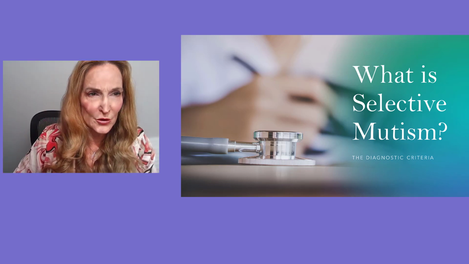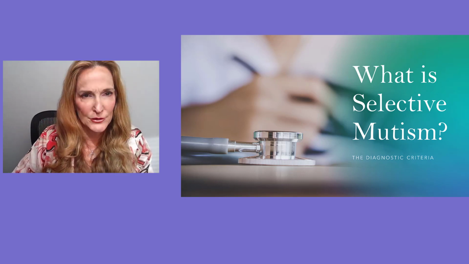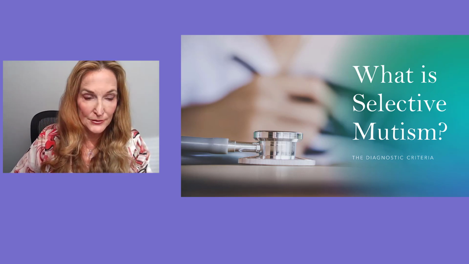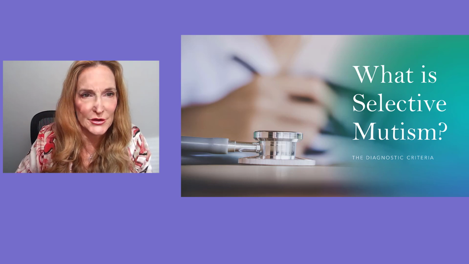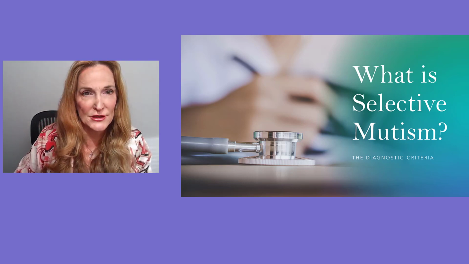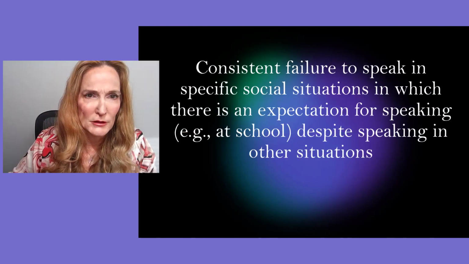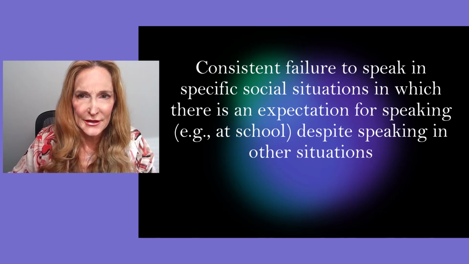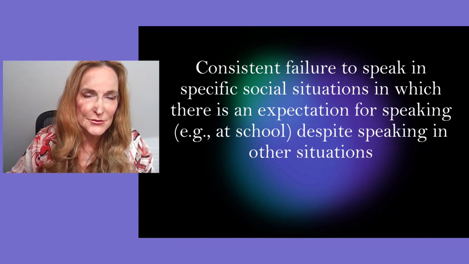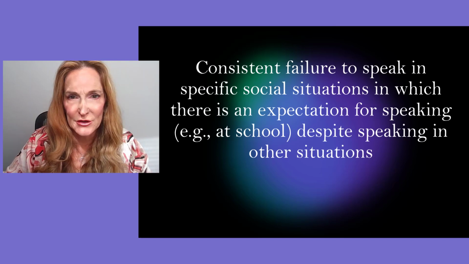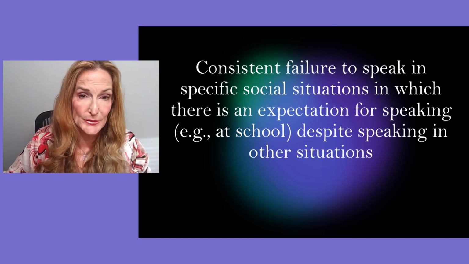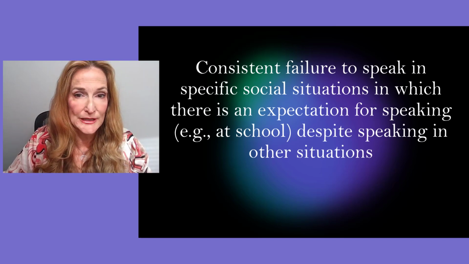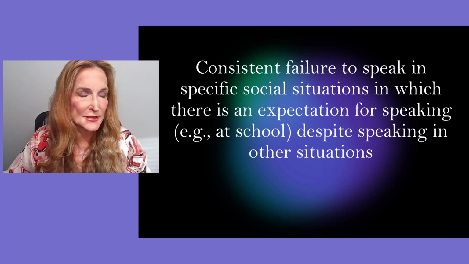There are multiple criteria for the formal diagnosis of selective mutism. Those are the criteria the doctors use in order to make the diagnosis, and they are as follows. A consistent failure to speak in specific social situations in which there is an expectation for speaking, despite speaking in other situations. And what does this mean?